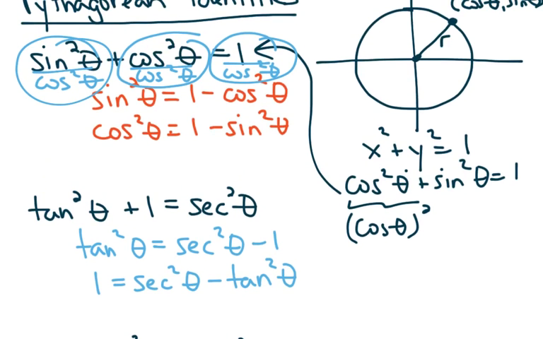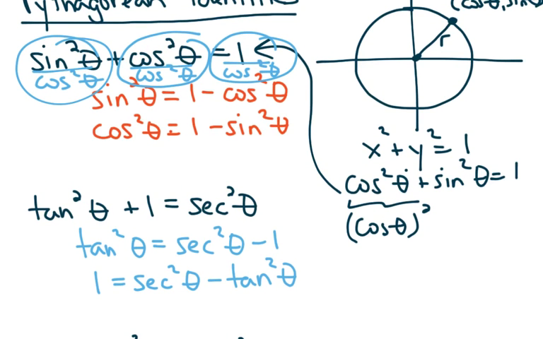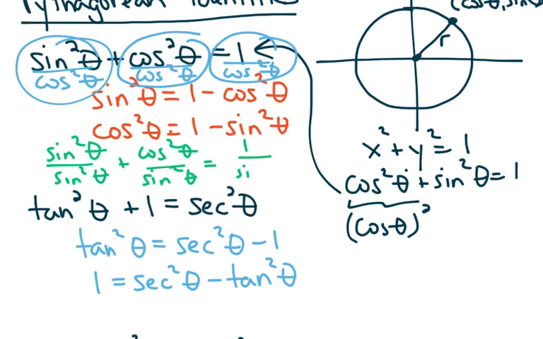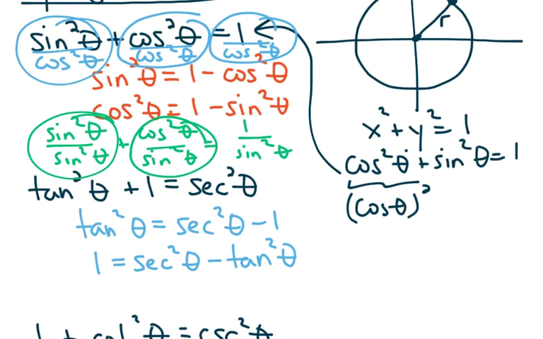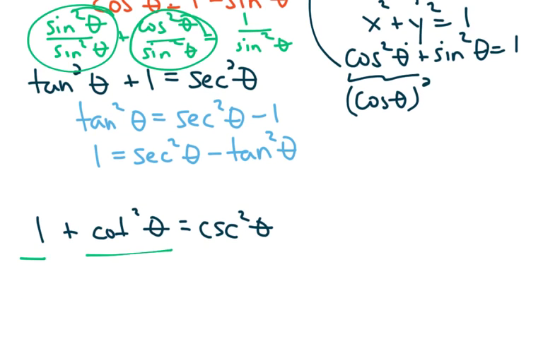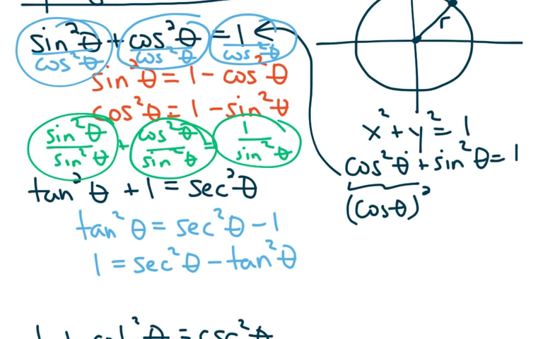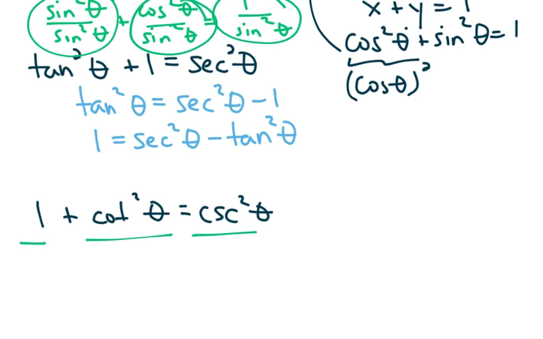If instead of dividing that first equation by cosine squared, you were to divide everything by sine squared, you would get our third identity. So sine squared over sine squared is 1. Cosine squared over sine squared is cotangent squared. And 1 over sine squared is cosecant squared.